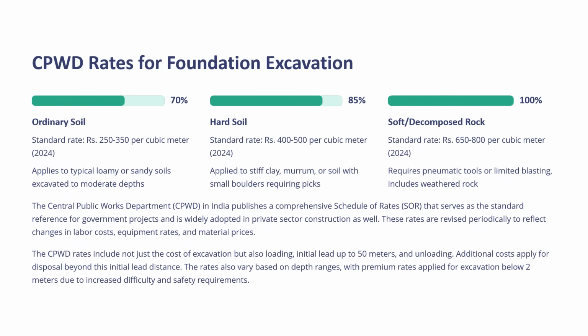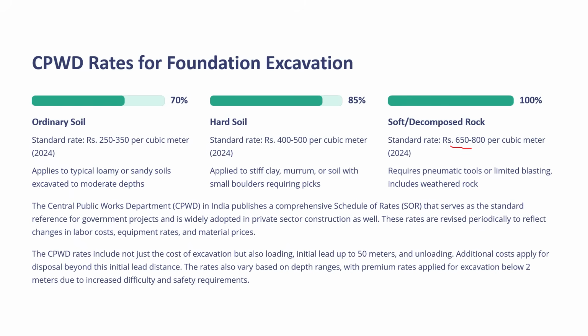And in case of hard soil, a rate of 400 to 500 per cubic meter as on 2024 is applied. It is applied to soft clay, muram or soil with small boulders requiring picks. And for soft and decomposed rock, standard rate of 650 to 800 per cubic meter is used. It requires pneumatic tools for limited blasting, including weathered rocks. So for that, you have to use this rate.